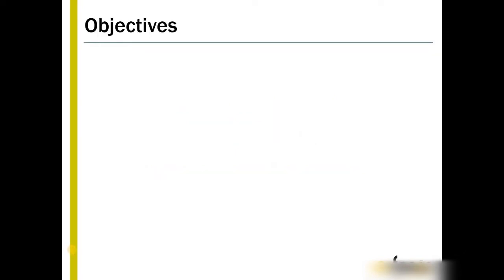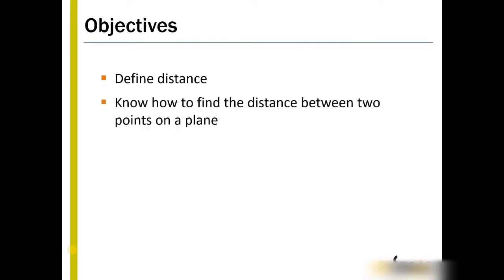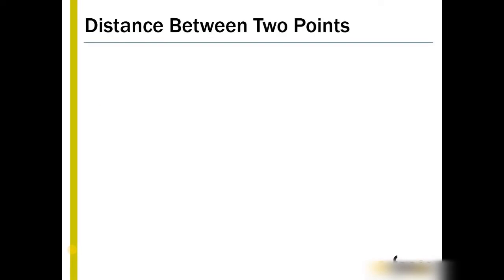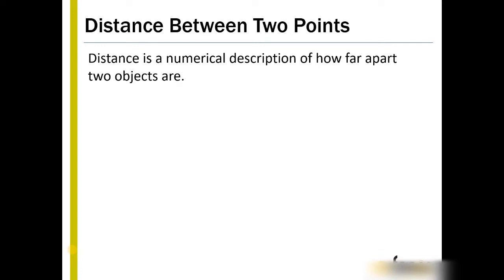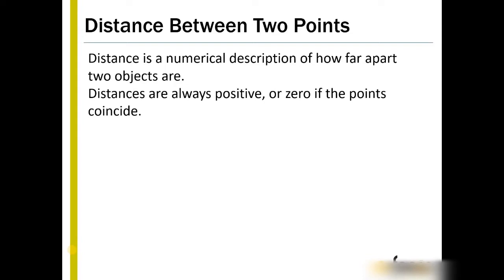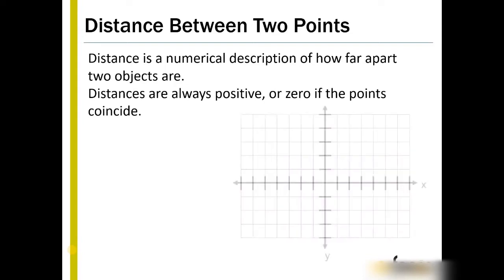The objectives for this lesson are to define distance, and to know how to find the distance between 2 points on a plane. Distance between 2 points. Distance is a numerical description of how far apart two objects are. Distances are always positive, or zero if the points coincide.